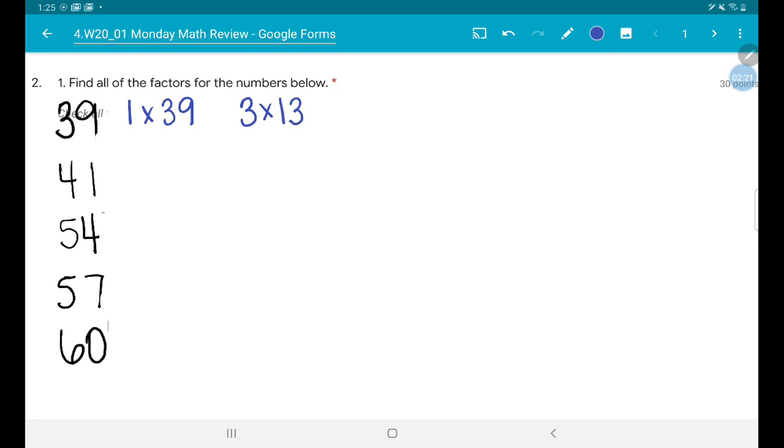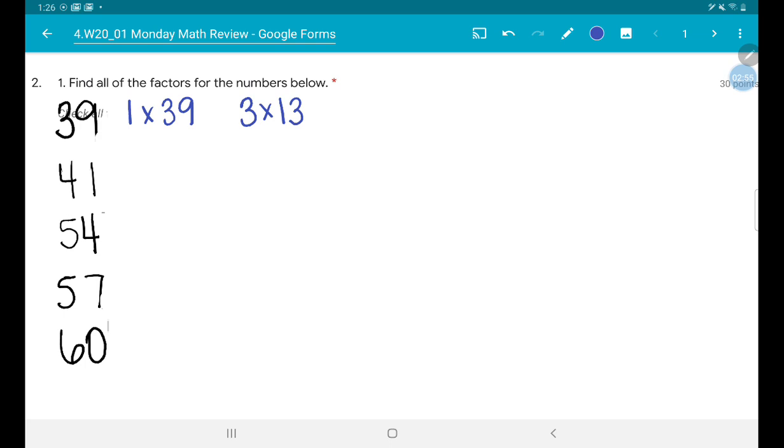10? No. And it doesn't end in a 0, so 10 won't be a factor. 11? No. Okay. 11 times 3 is 33 and 11 times 4 is 44, so that wouldn't work. All right, 12? No. 12 times 1 is 12, 12 times 2 is 24, 12 times 3 is 36, and 12 times 4 is 48. So that's not going to work.